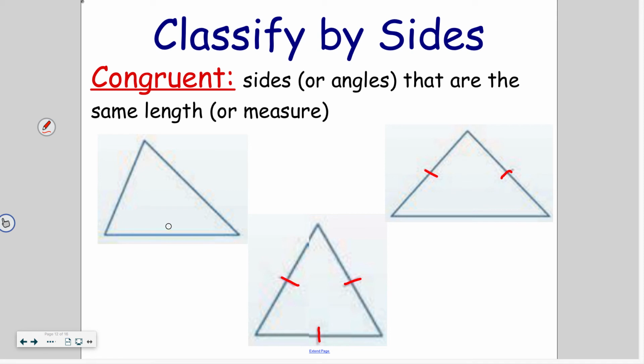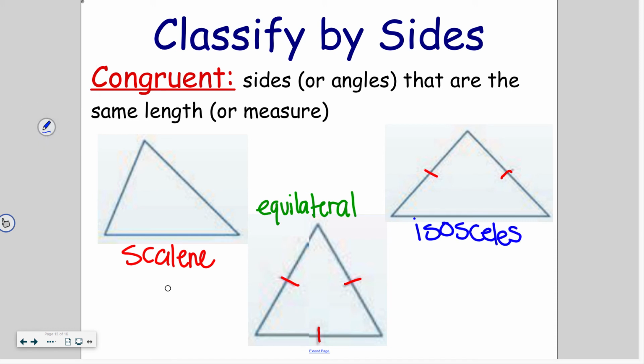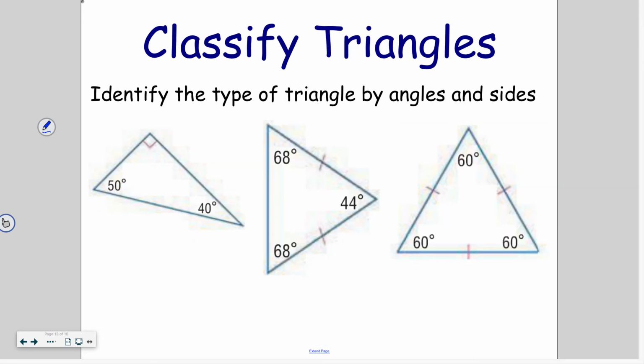So if we've got a triangle with no matching sides, we call it scalene. If we have a triangle with all 3 matching sides, we call that equilateral. And if we have a triangle with 2 of the 3 sides matching, we call this isosceles. So scalene is none, equilateral is all of them, and isosceles is 2 of them. So our job now is to classify the triangles by both angles and by sides.